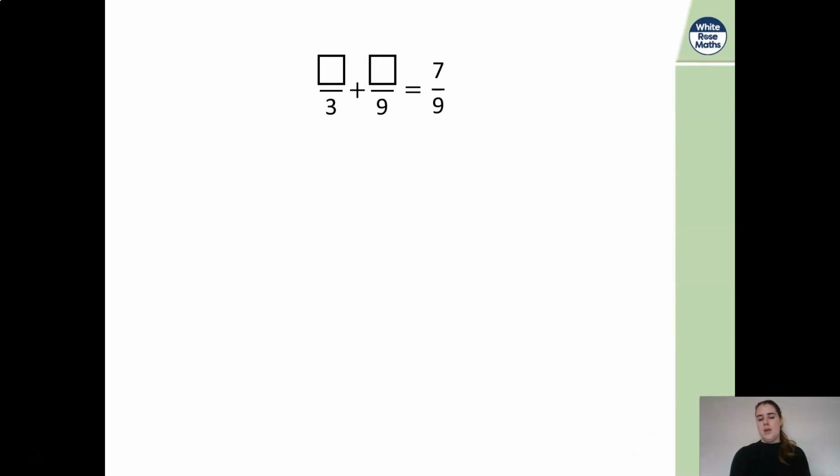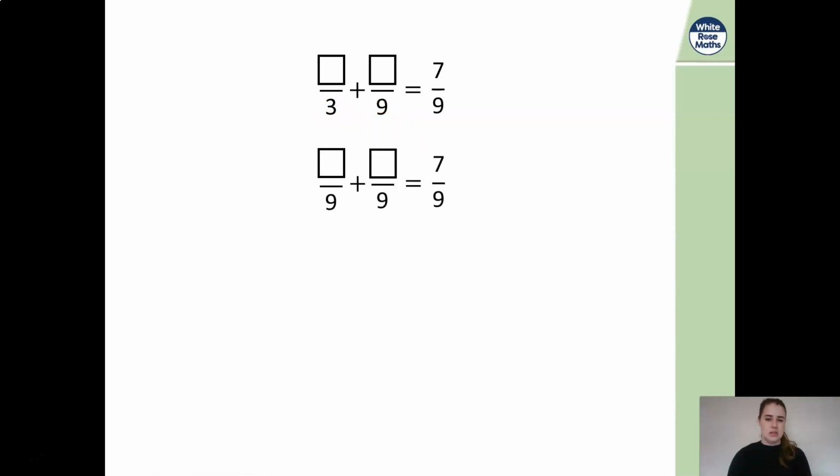Okay, so here we have some missing numbers. Now, you might notice that the denominators are different, and the answer is in ninths, which means I need to match all of my denominators. Now, the lowest common multiple for 3 and 9 in the times tables is 9. So I can change my denominators.